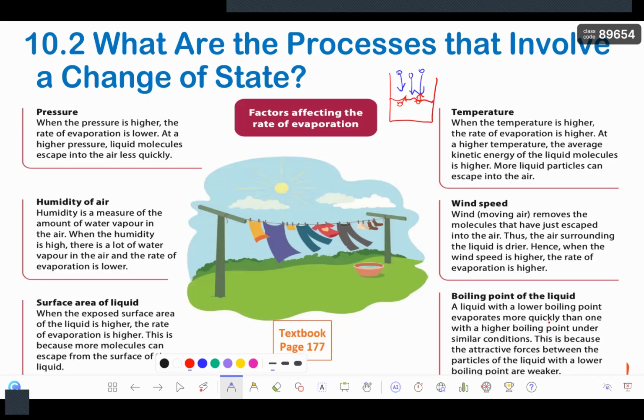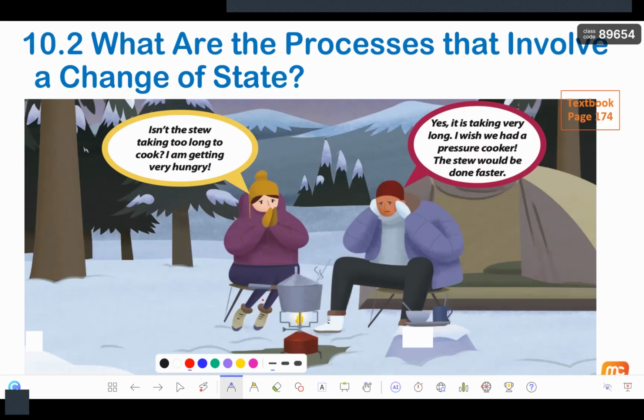So liquids with lower boiling point, we call them volatile liquids. They usually have very weak forces of attraction between them, very easily broken, so they have a higher rate of evaporation. Okay, then after that, we go into how pressure causes a change in boiling point, which just now I mentioned as well.